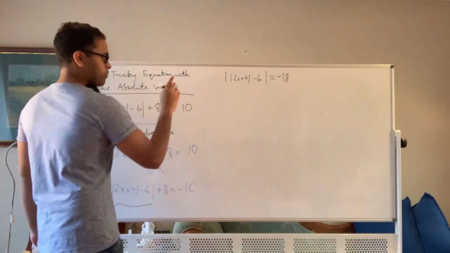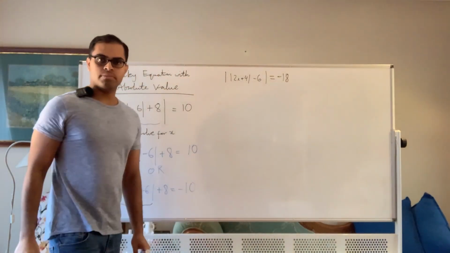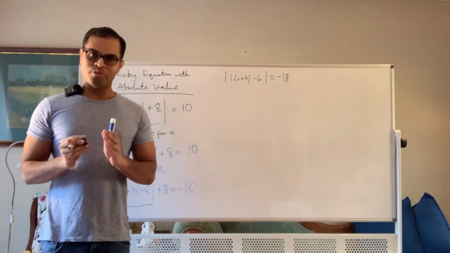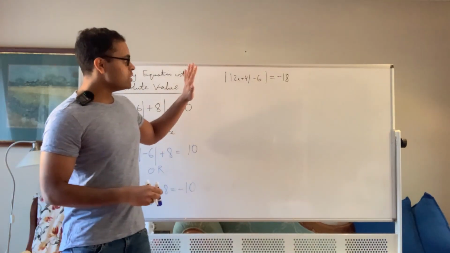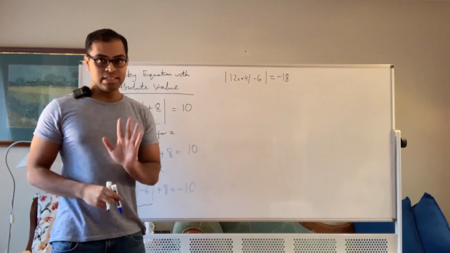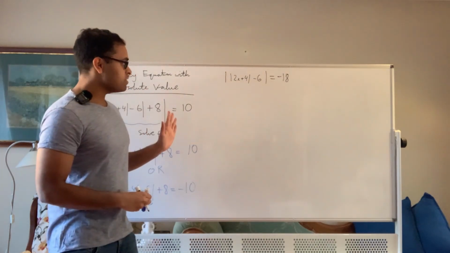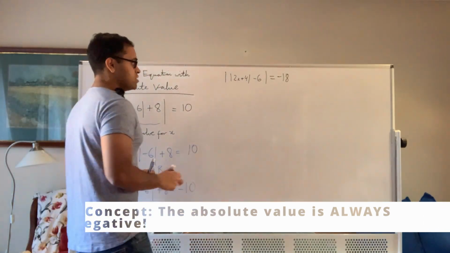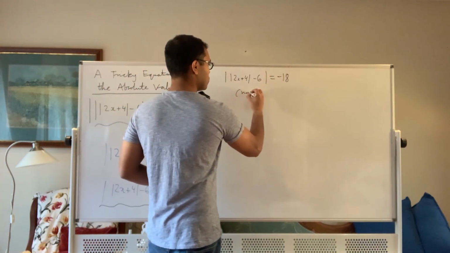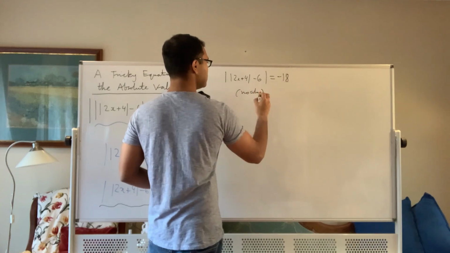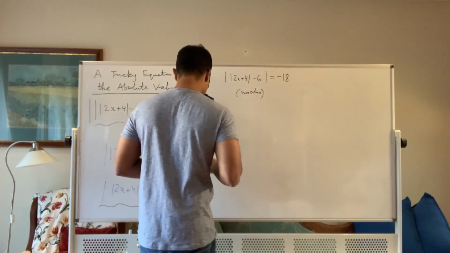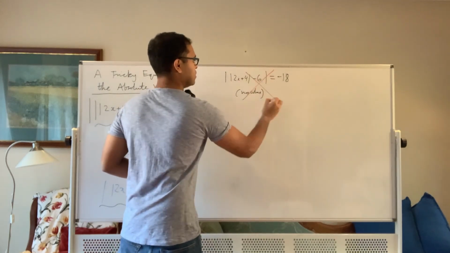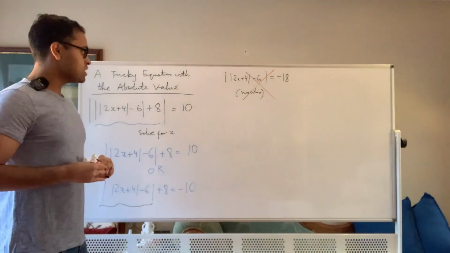Now, quick question. How would you go about solving this equation? It's sort of a trick question because the absolute value is always non-negative. Remember, it's a distance to 0, so it can never be a negative number. And so this has no solutions, because negative 18 is negative. It doesn't matter what x is, there are no solutions. So I'm going to use red and cross it out. There are no solutions there.